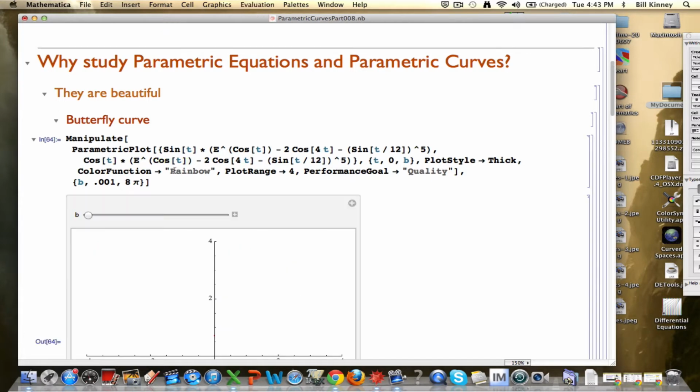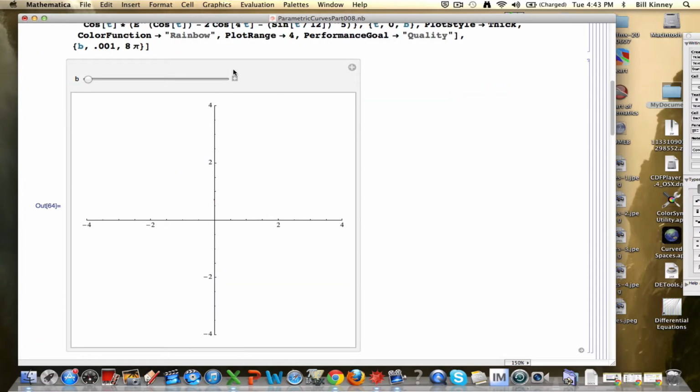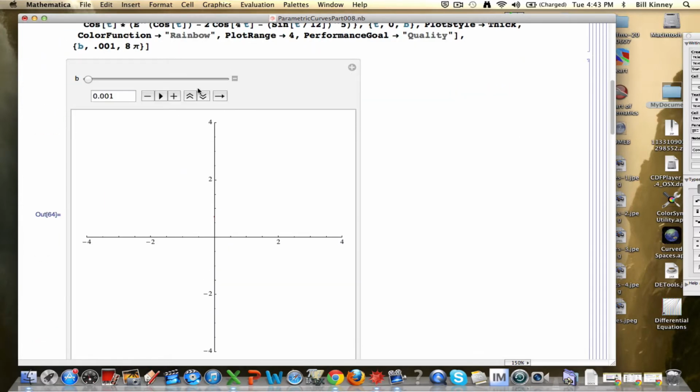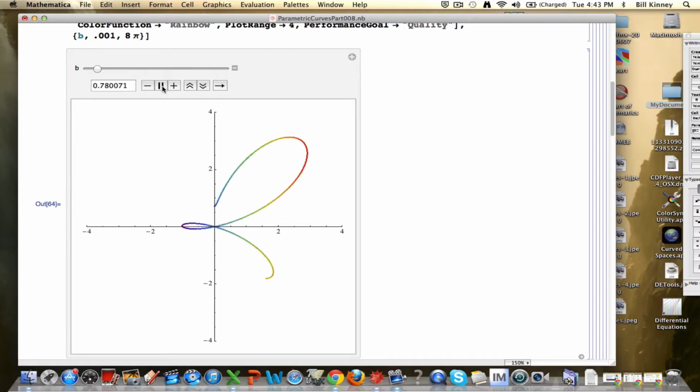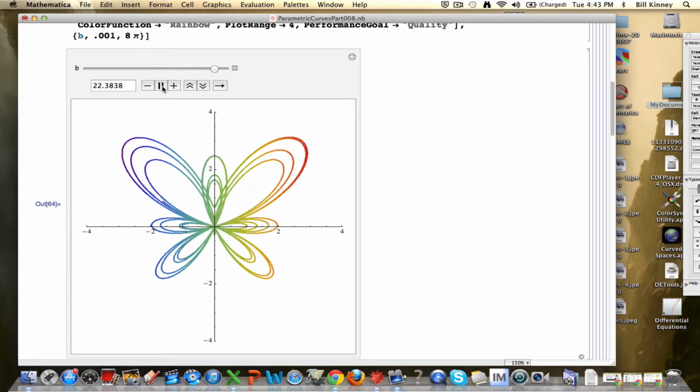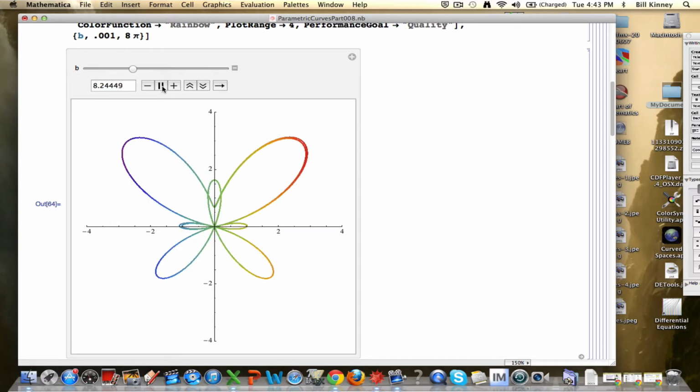And I want to illustrate a non-constant speed curve at the beginning of this video by showing you the butterfly curve. I showed this back in part 0, which was my introductory video. Here Mathematica is tracing out a curve that looks like a butterfly. It's doing it in kind of a non-smooth, herky-jerky way. Ideally, it would be tracing it in a very smooth way.